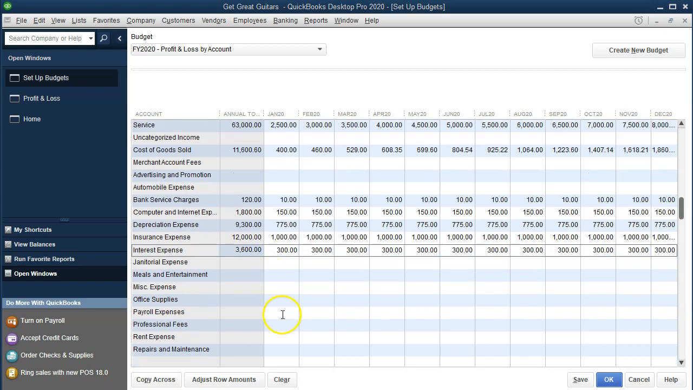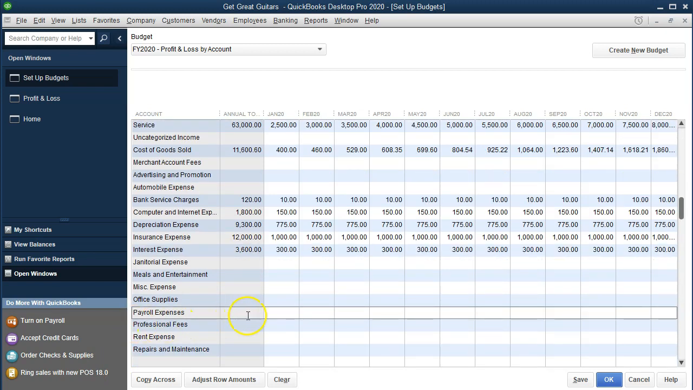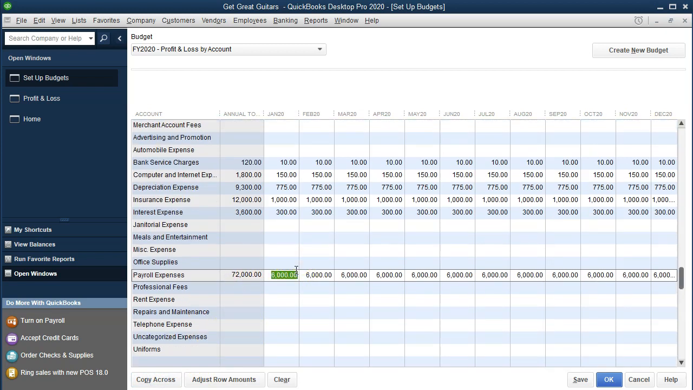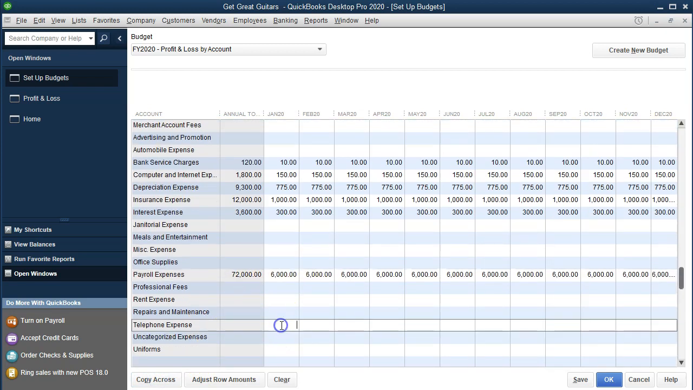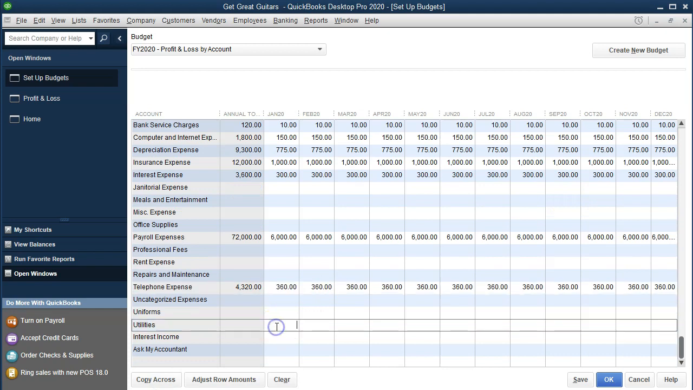Next, we're going to move down to the payroll down here. So the payroll expense, within payroll expense, we're going to put 6,000, and we're going to copy that across. That adds up to the 72,000 total. Then we're going to go down to the telephone expense, where we will enter 360. Then I'm going to copy that across, and that'll add up to the 4,320 total. Next, we're going to go down to the utilities. We're going to put in the 650, and then copy that across, adds up to the 7,800 total.